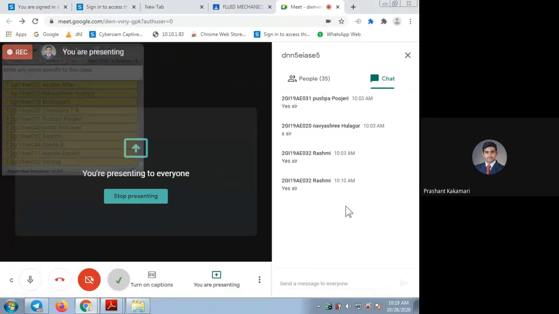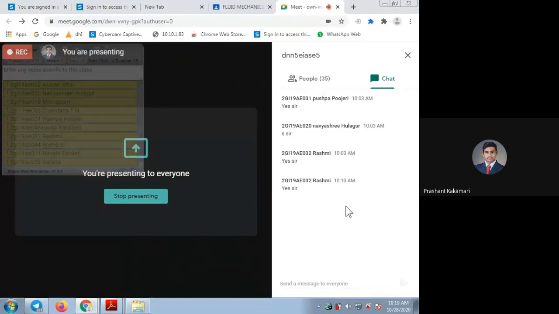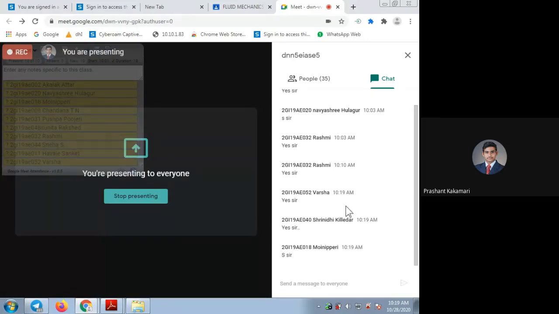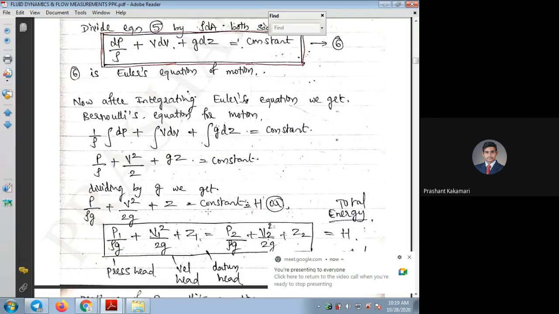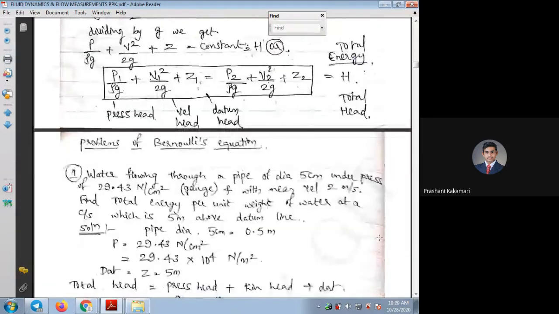Shall we proceed? All of you are following the equations. I think in Euler's equation there are no doubts, as we saw in the last class. Bernoulli's equation is just a one-step integration of the final Euler's equation. Okay. So next we will take some numericals to understand the importance of Bernoulli's equation. So just write down.